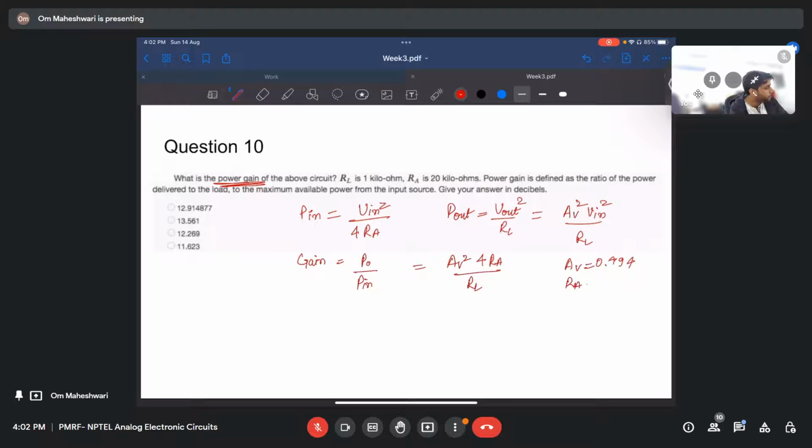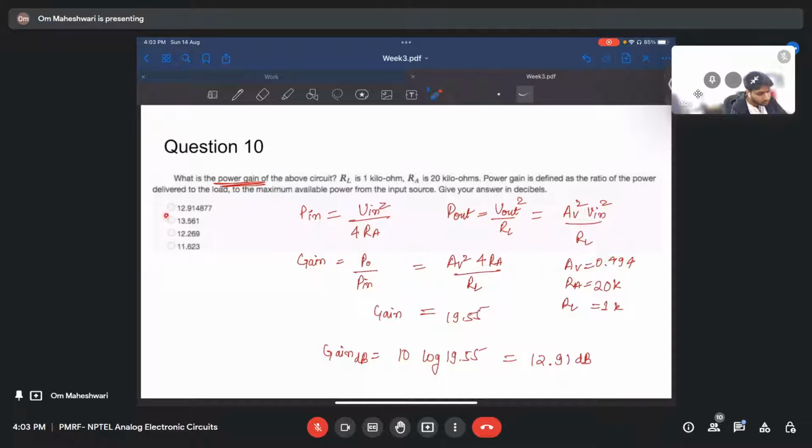If we put these values, AV we have solved to be 0.494. RA is, how much is RA? 20K. RL equals 1K. So if we solve this, we will get 19.55, and gain in dB will be 10 log 19.55. It will be 12.91 dB. So this one will be the answer.